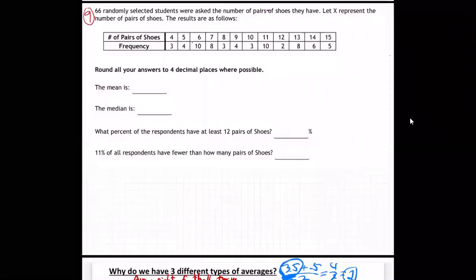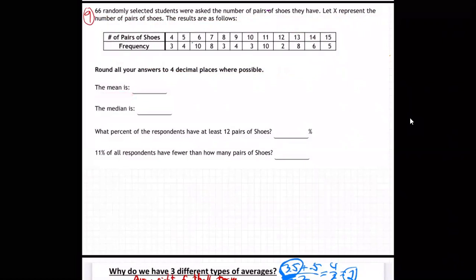Okay, on this question, we've got 66 randomly selected students. We're asked the number of pairs of shoes they have. So let X represent the number of pairs of shoes. The results are as follows. So we've got this table. And what we're going to do first off is try to figure out the mean.